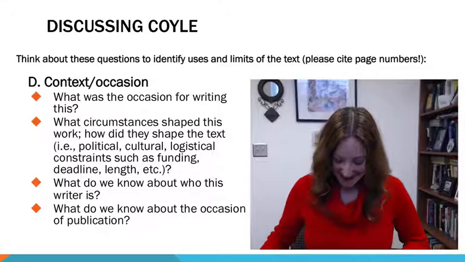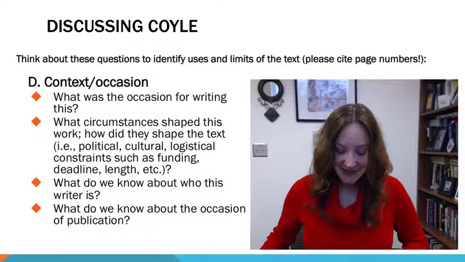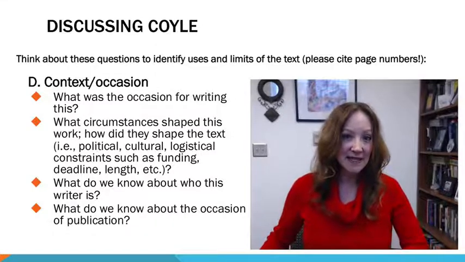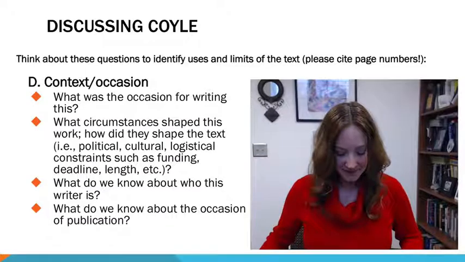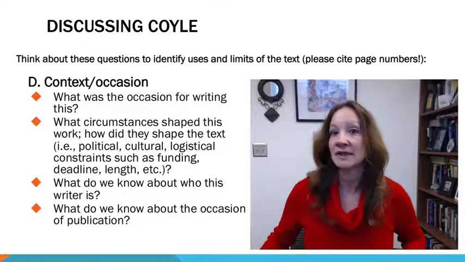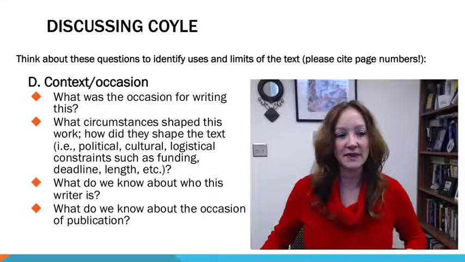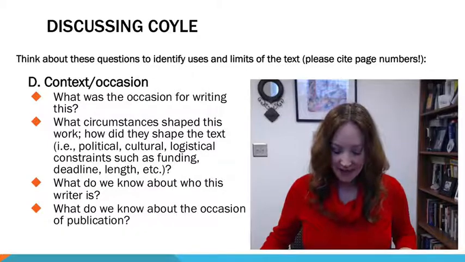Group D, also, I'd like you to think about, what do we know about who this writer is based on the text again and your research? Who is Coyle? What else has he done? And finally, what do we know about the occasion of publication? What year was this text written in, and what was going on, and what's different now than was happening then?